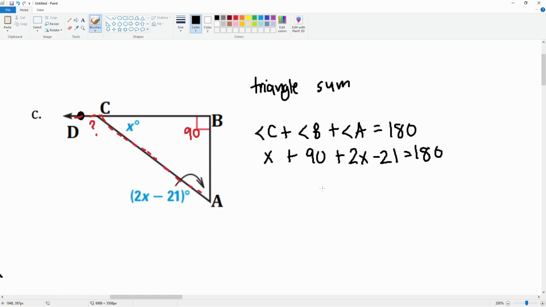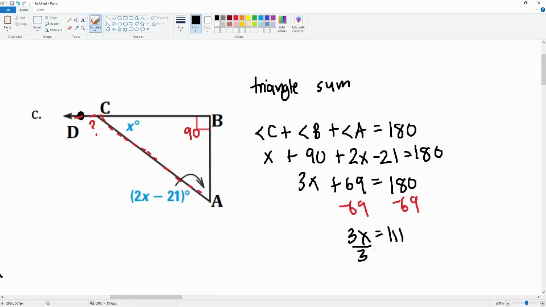Okay, we can now combine some like terms. So x plus 2x is 3x. 90 minus 21 is 69, equals 180 degrees. Now you want to subtract 69 from both sides, leaving you with 3x is equal to 111. Divide by 3 on both sides, leaving you here with 37. You know that this is 37 degrees.